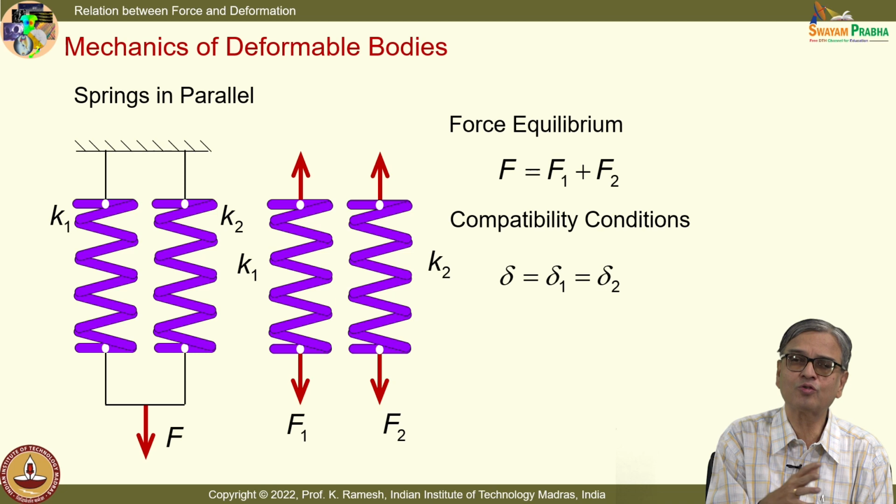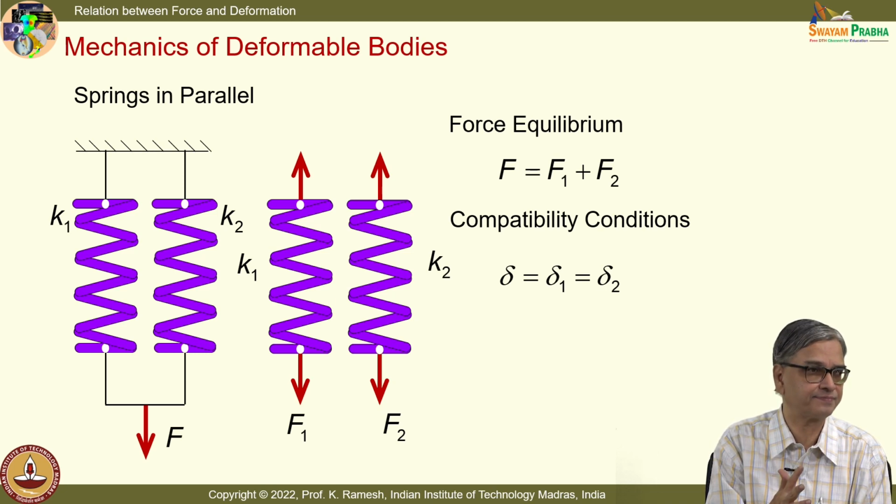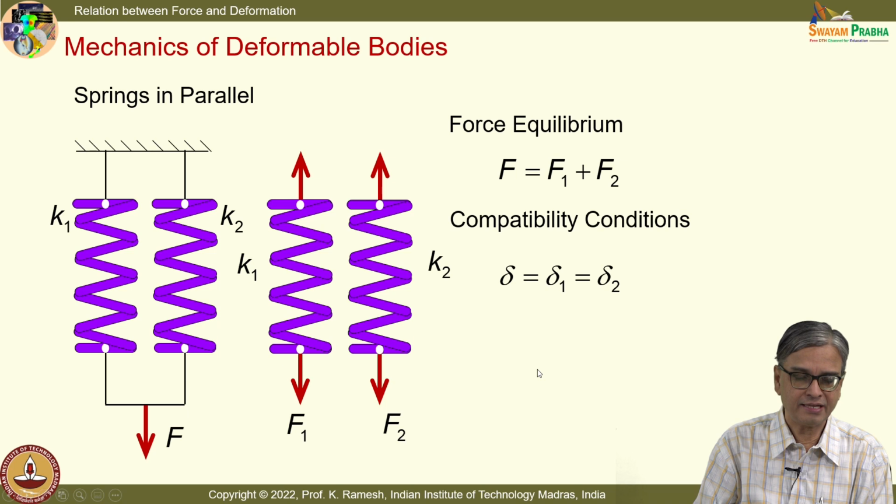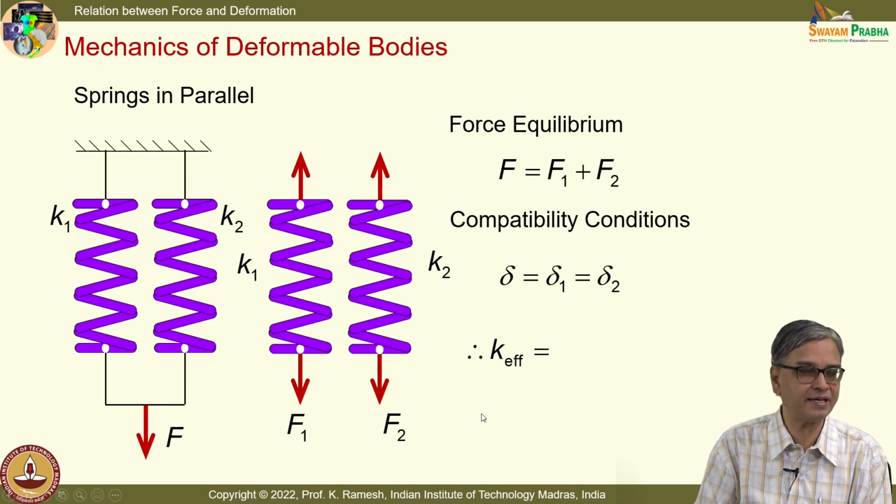And I can also say what is the equivalent stiffness of the system. Fine, can you write down what is the equivalent stiffness? Because this you are exposed to. I am starting from what you already know. Fine. And the K effective, you can simply say it is nothing but K1 plus K2.